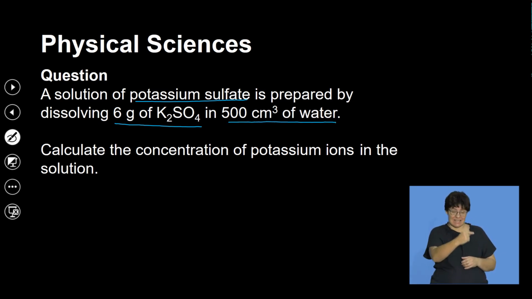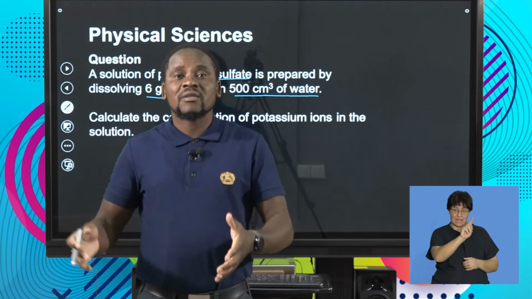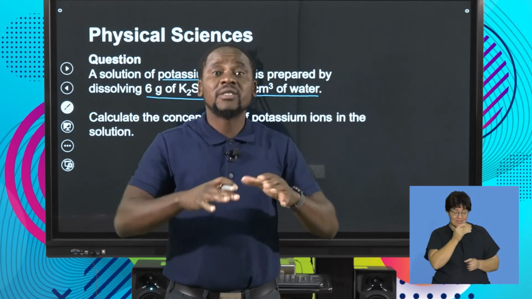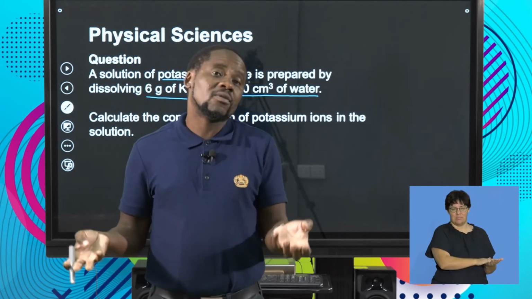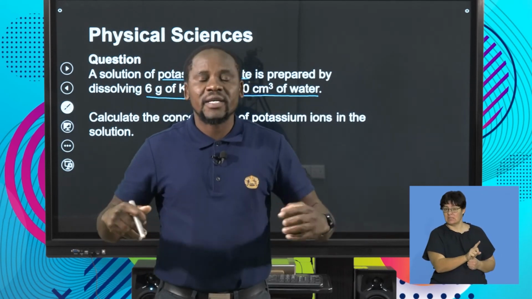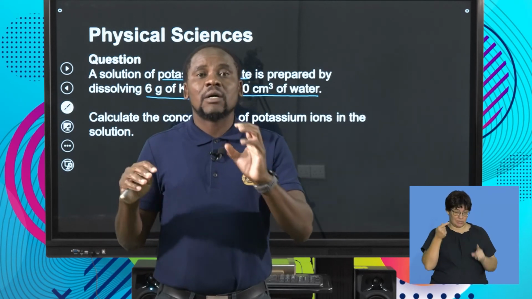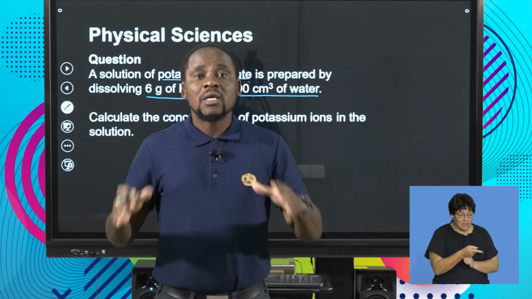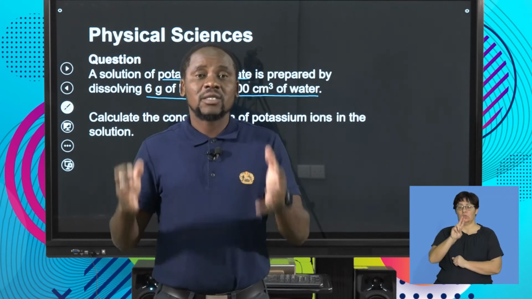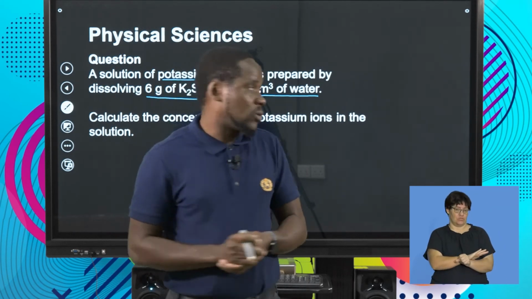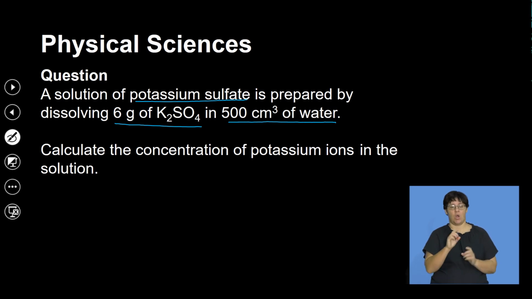So what is important here? Potassium sulfate is completely soluble in water, so it dissolves completely. So it will form what we'd want to think of as a homogeneous solution. Once that happens, we know that all the potassium sulfate has dissolved because it's a group 1 salt. Now, the question says calculate the concentration of potassium ion in the solution. First of all, we need to determine the concentration of potassium sulfate.